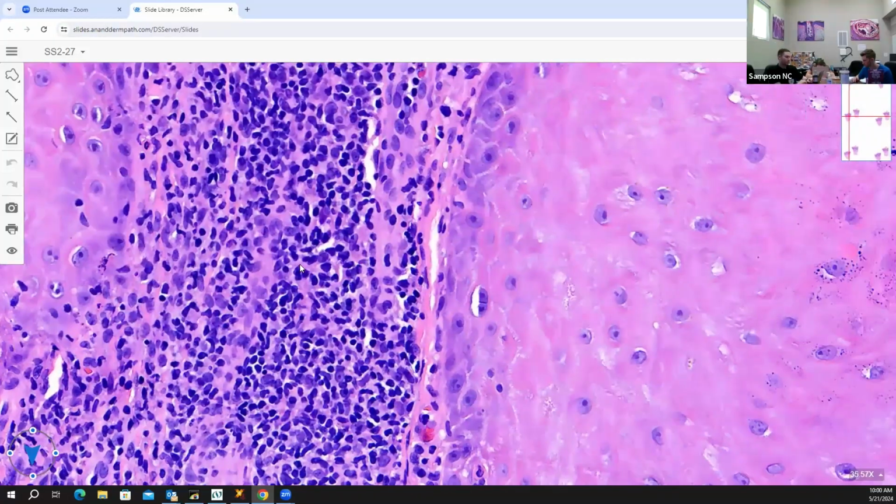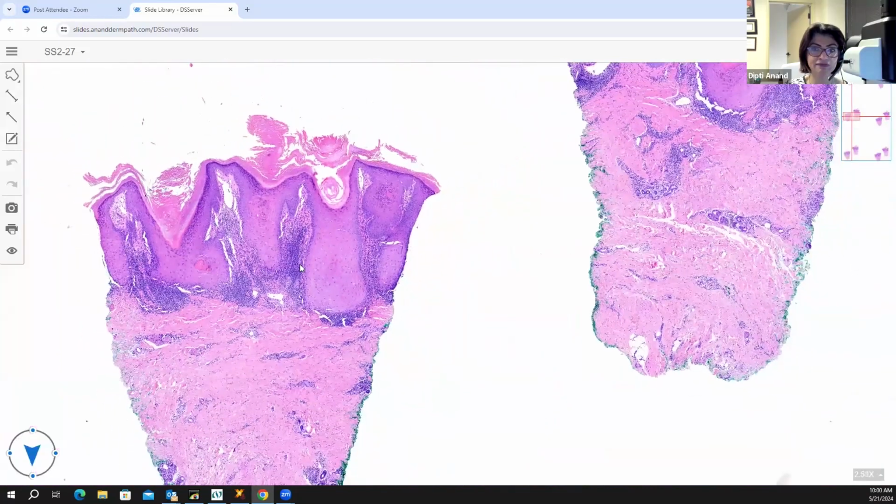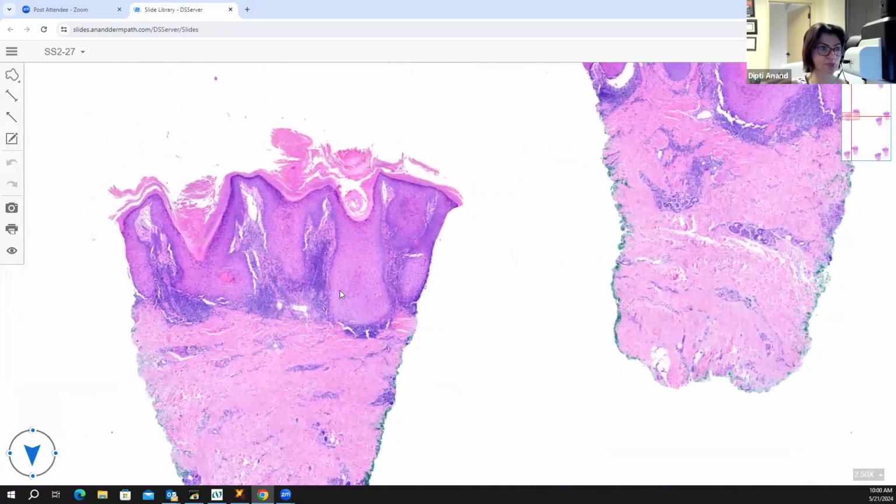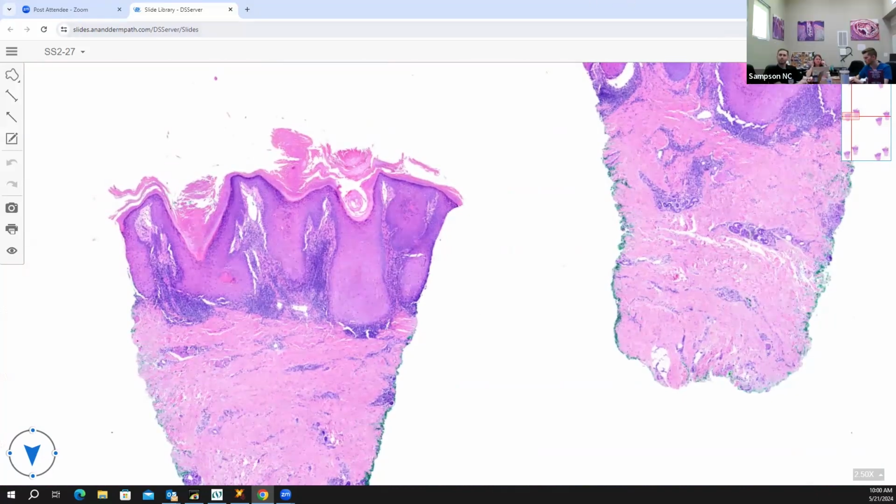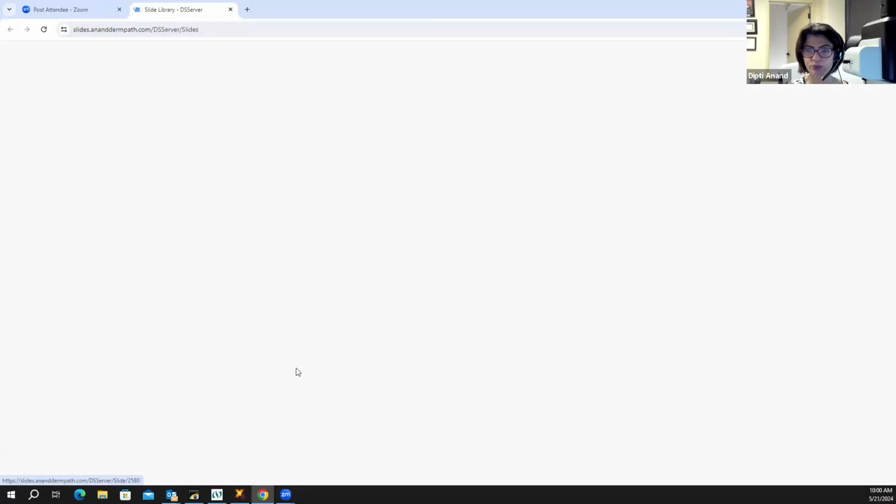Gotcha. This is beautiful hypertrophic LP, and the bulbous epithelium, which becomes thick, looks pink. Classic example of hypertrophic LP. Great job. Number 28.